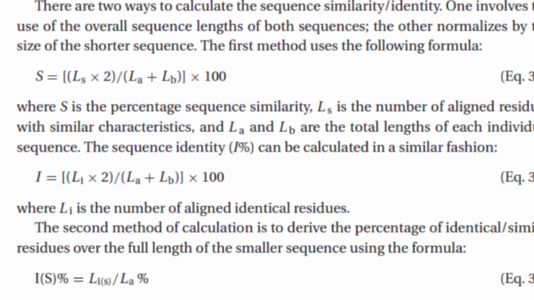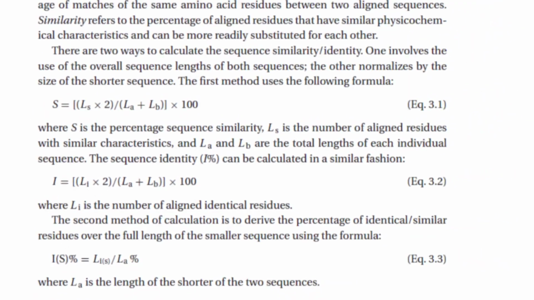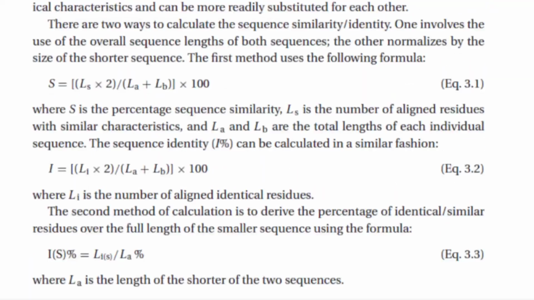So for the identical, you have the same amino acid in the first protein and the same amino acid in the second protein. You count the number, you multiply by 2, then you divide by the total length of the total amino acids present in the first protein and the second protein, and then you multiply it by 100%. So that is the formula for you to calculate the identity and the similarity.